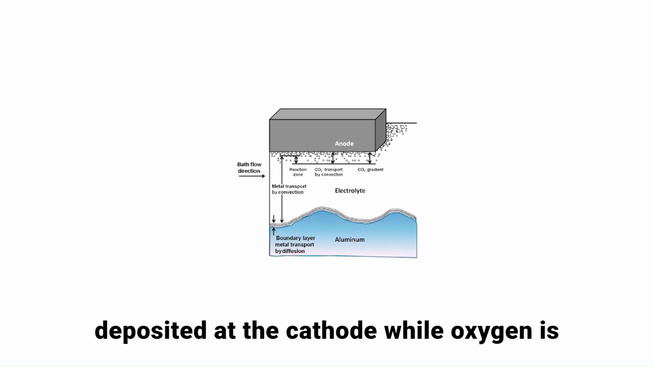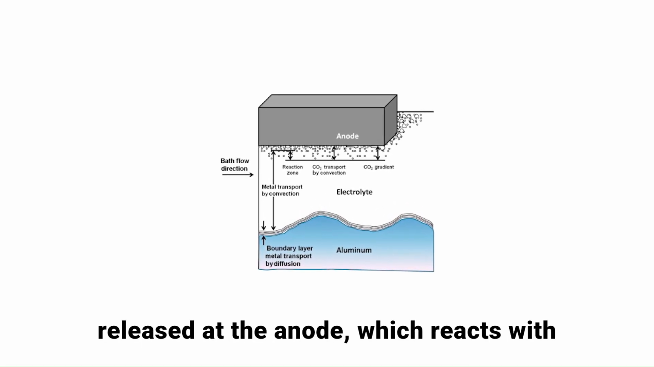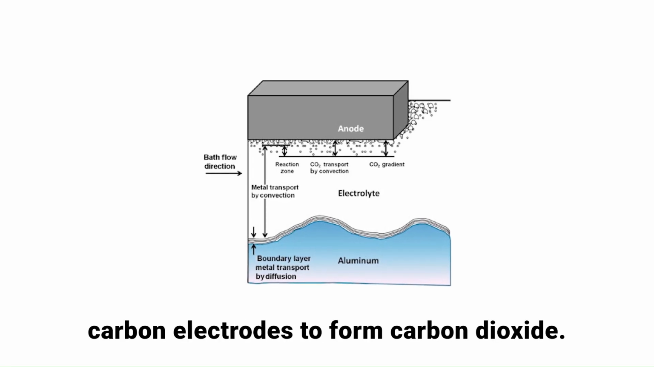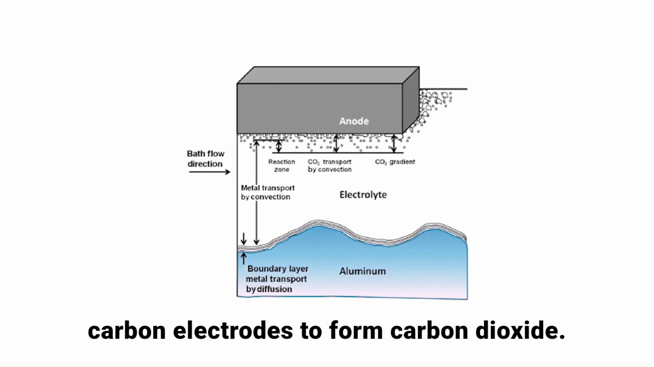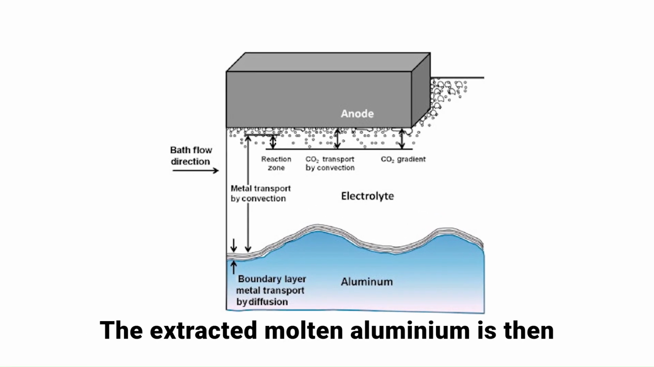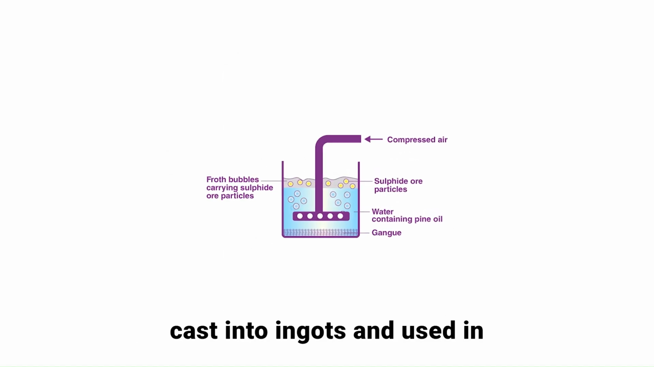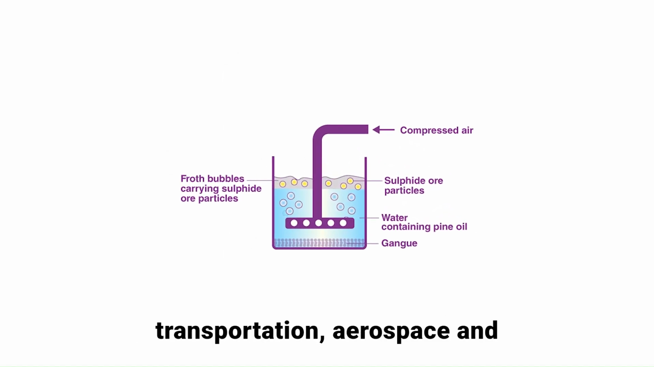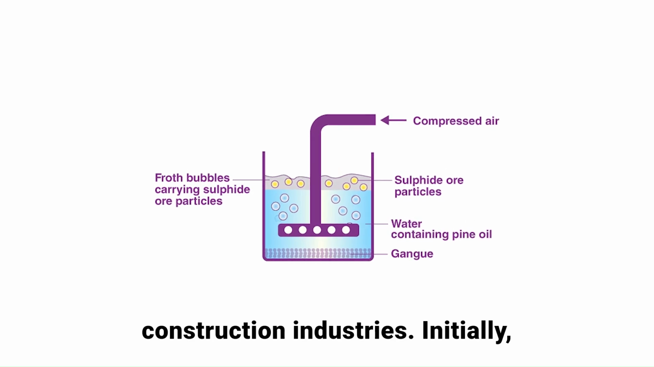Aluminum is deposited at the cathode, while oxygen is released at the anode, which reacts with carbon electrodes to form carbon dioxide. The extracted molten aluminum is then cast into ingots and used in transportation, aerospace, and construction industries.